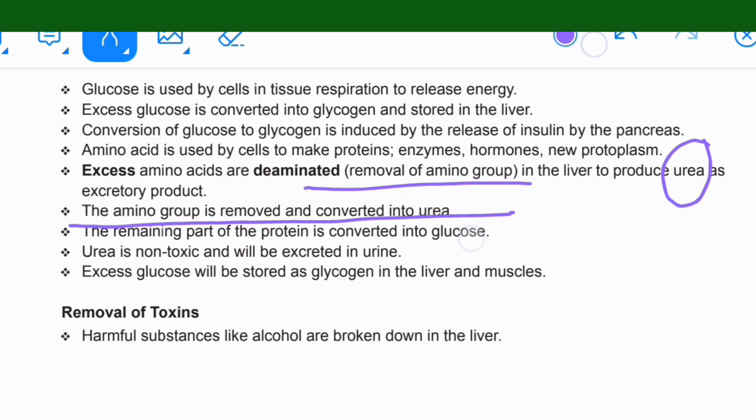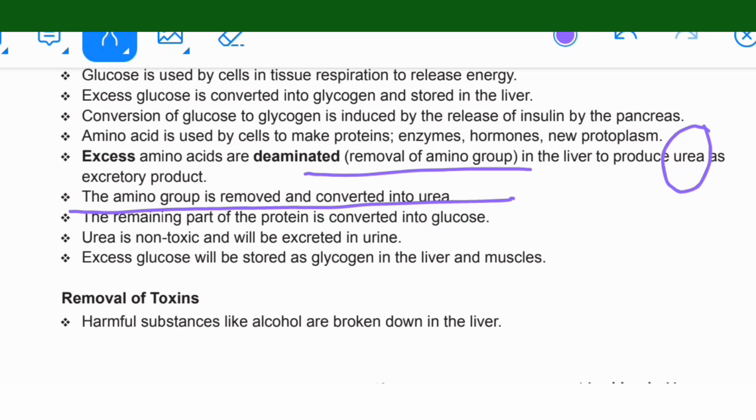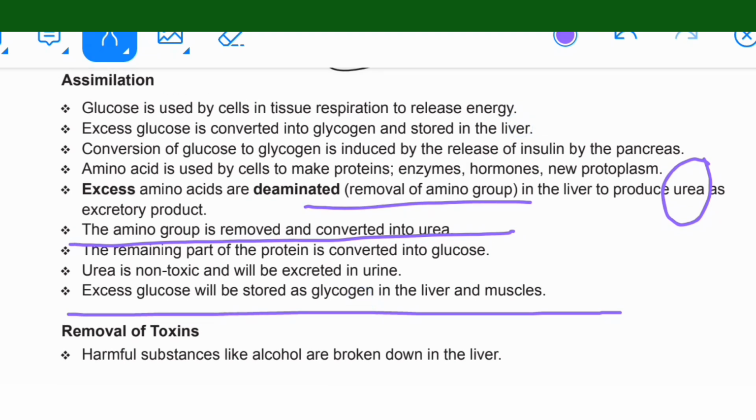The remaining part of the protein is converted into glucose. Okay, then urea is non-toxic and will be excreted in the urine, as you can see there. Then excess glucose will be stored as glycogen in the liver and the muscles. So the insulin again will now act on the excess protein that has been converted to the glucose to convert it back to glycogen and to store it in the liver and the muscles. So don't forget, excess glucose is stored as glycogen.